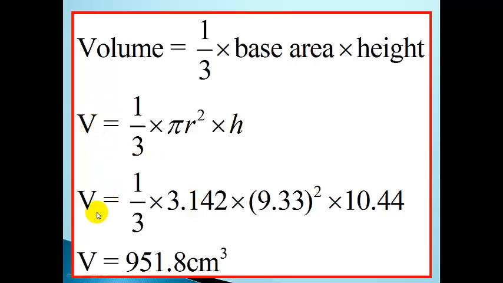So the volume V is equal to 1/3 times pi, which is now 3.142, times the square of the radius, that is 9.33 squared, times the height, and the height is 10.44. Now when we multiply 1/3 by 3.142 by 9.33 squared by 10.44, we have the volume equal to 951.8 centimeters cubed. So the volume of the cone V equals 951.8 centimeters cubed.